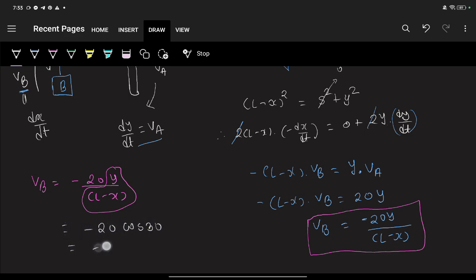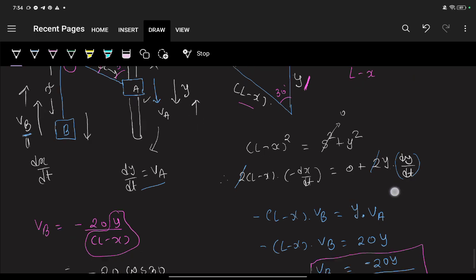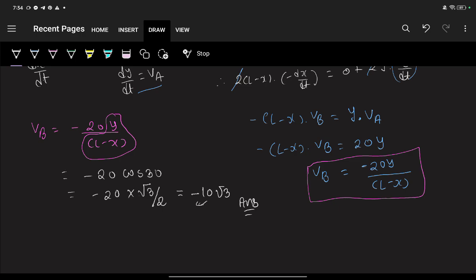And what is cos 30? Is it root 3 by 2, yes or no? Yes. So here our final speed would be 10 root 3. That is our answer. And why are we getting minus sign here? That means block is not going upward, rather it is going downward, okay? And here this bead is not going downward, it is going upward. So it represents the direction.